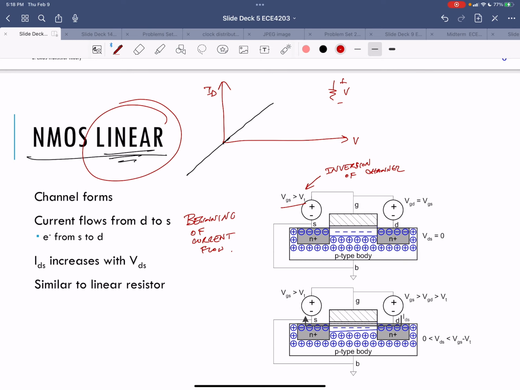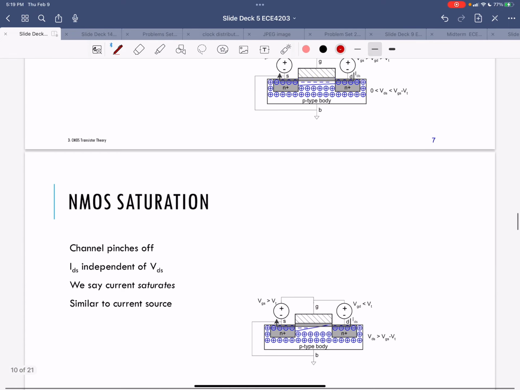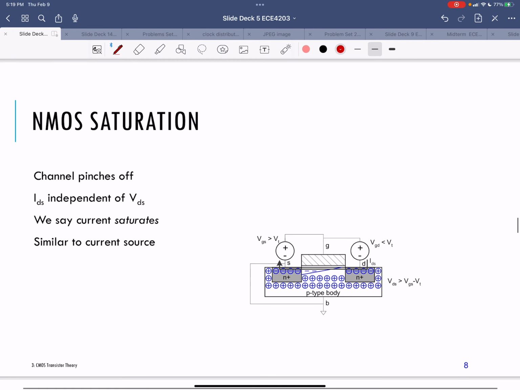So that region is called the linear region because IDS is not quite linear with VDS, but similar to. I shouldn't say it's linear, because it's not really linear, but it's kind of linear. And we'll talk about the exact equation, okay? The reason it's called linear is because it's more linear than what happens after the drain source voltage goes up beyond a certain point.